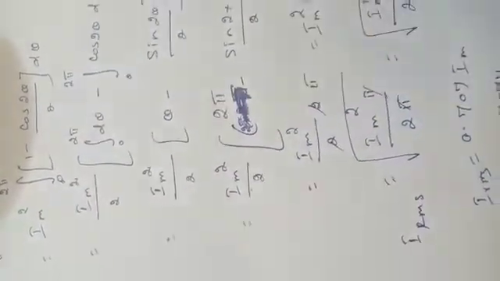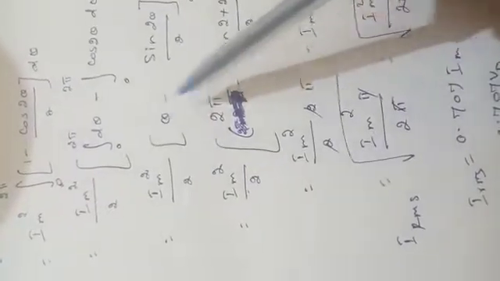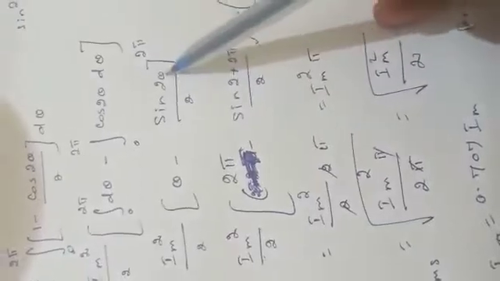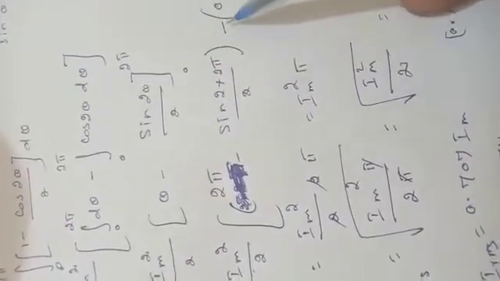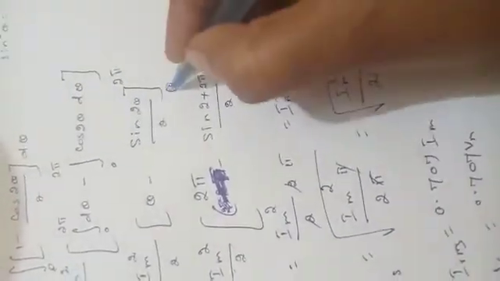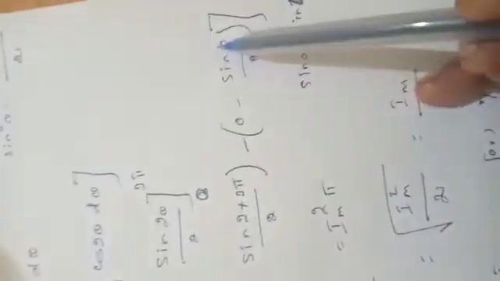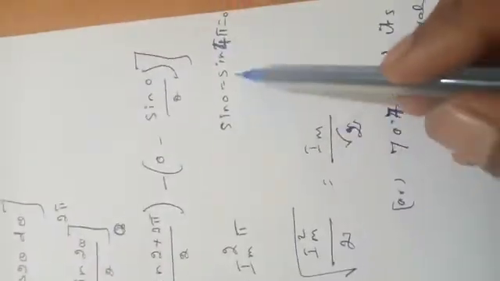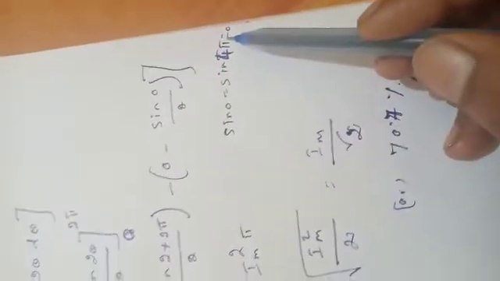Next, Im squared by 2 into, substitute the limit values. For the upper limit 2 pi, instead of theta we put 2 pi, minus sin 2 into 2 pi by 2. Next, substitute the lower limit 0: instead of theta 0, minus sin 0 by 2. We know the value of sin 0 and sin of any multiple of pi will be 0, so the whole term will be 0.